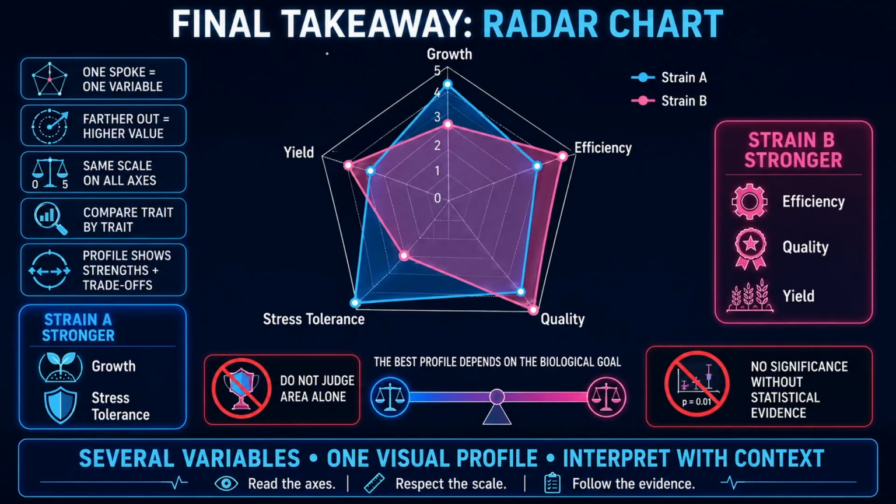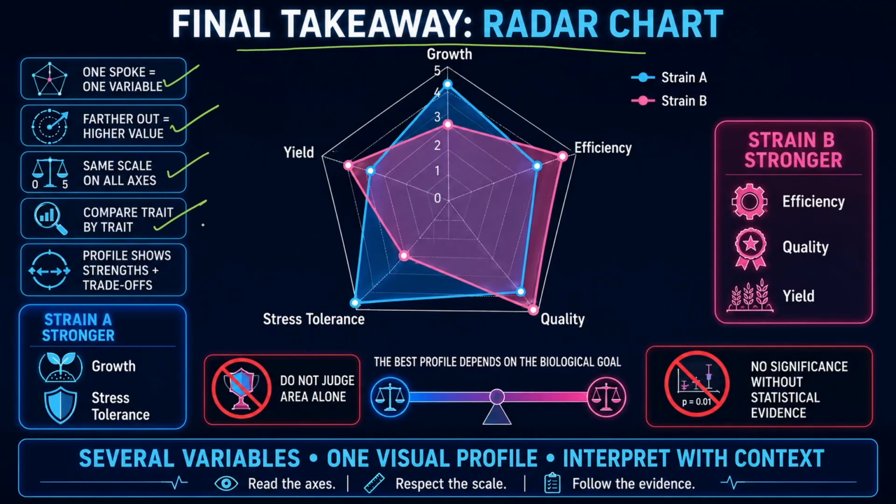If we look at the final takeaway of radar chart, a radar chart brings several variables together in one visual profile. Each spoke represents one variable and a point farther from the center represents a higher value. However, fair interpretation requires the same scale on every axis. Read the chart trait by trait.